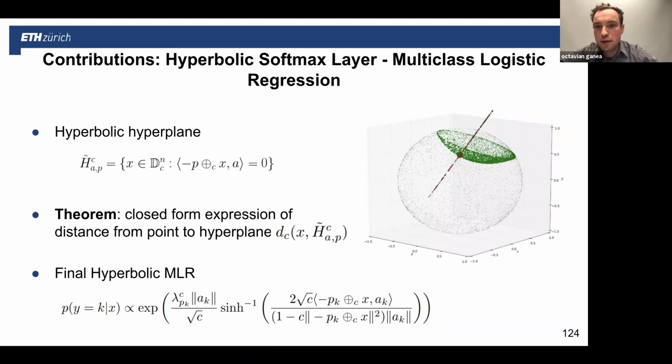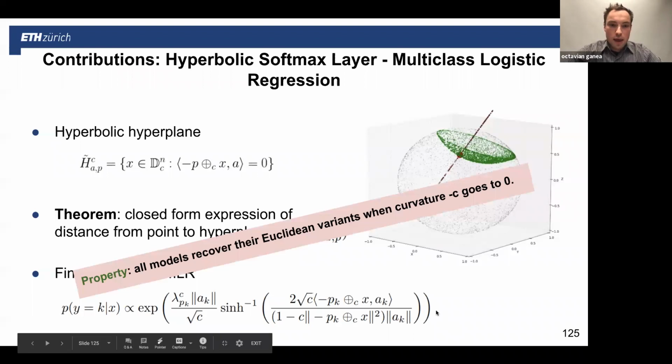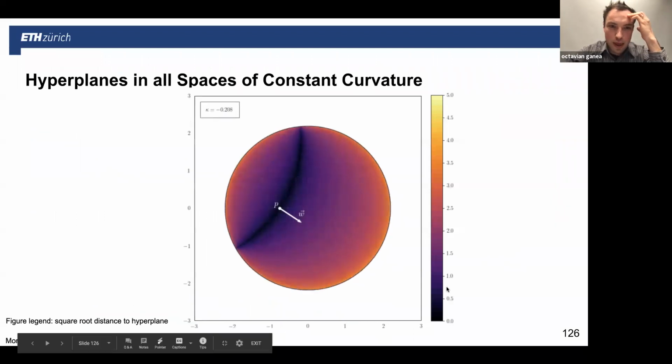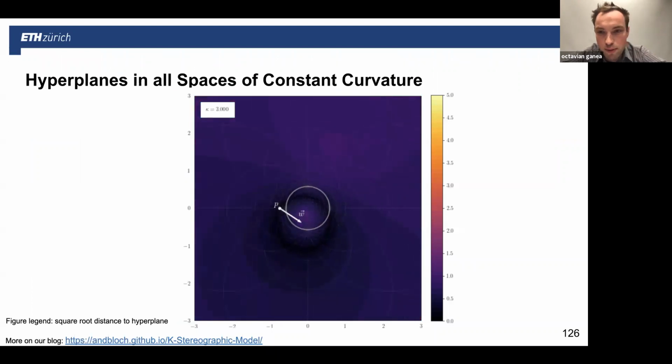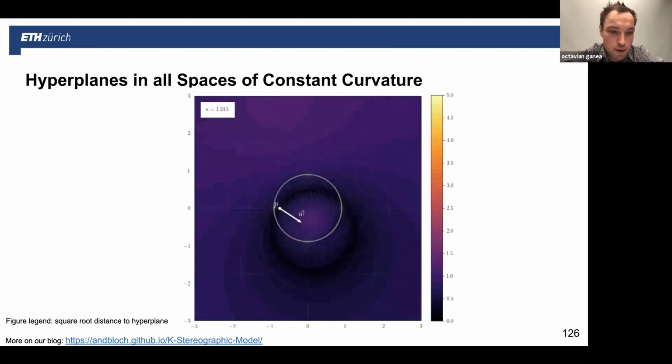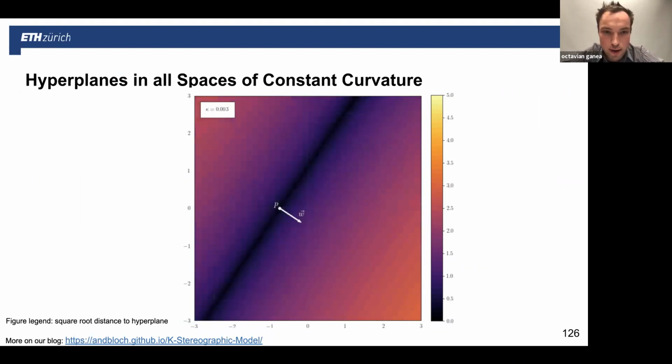So the green plate, if you want, is the visualization of the hyperplane. The red point is the point P where the hyperplane is defined, and the line is just the orthogonal, the normal direction to the hyperplane. As I said, we recover the Euclidean version when the curvature goes to 0. And here I'm showing an animation of how the distance to the hyperplane looks. It's basically a heat map of the square root distance to the hyperplane.